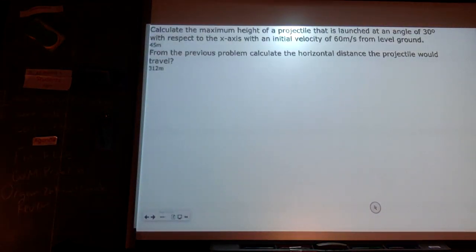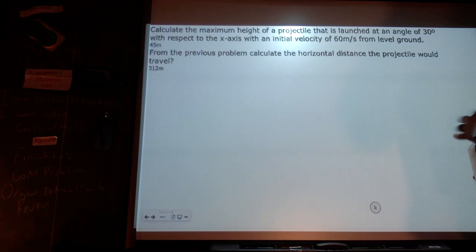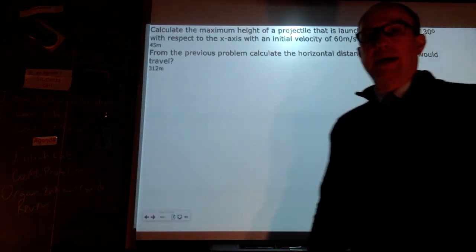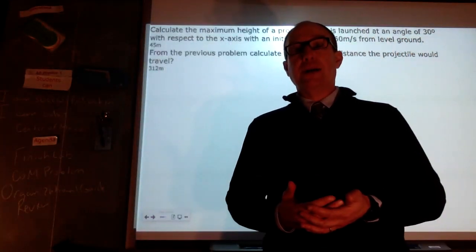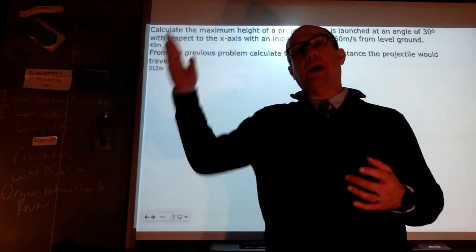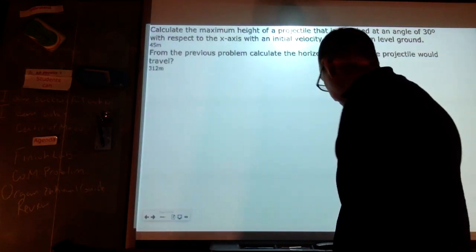All right, calculate the maximum height of a projectile that is launched at an angle of 30 degrees with respect to the x-axis with an initial velocity of 60 meters per second from level ground. So in 2 dimensions, if it's not a horizontal launch, we have to take our initial velocity and separate it into what's going on in the y direction and what's going on in the x direction, because those things have different things affecting them.